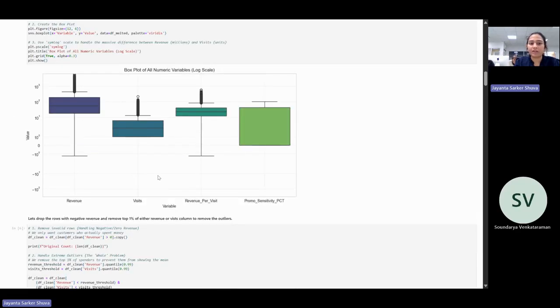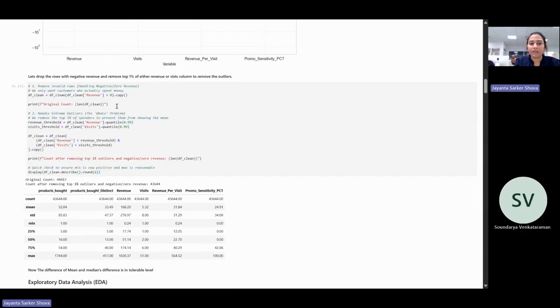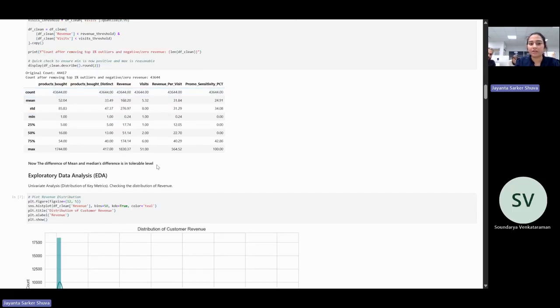We plotted it in a box plot, and we could see that there are so many outliers available. Then we removed the negative values, and we removed the top 1% of revenue and visits. And then we got this result.